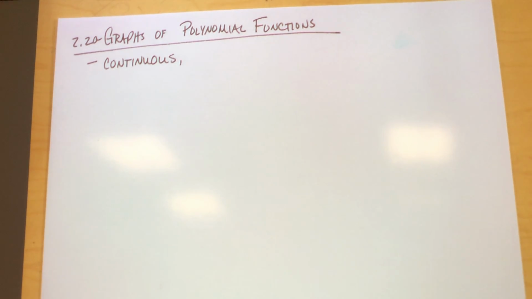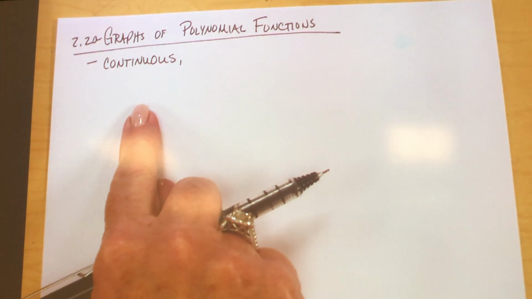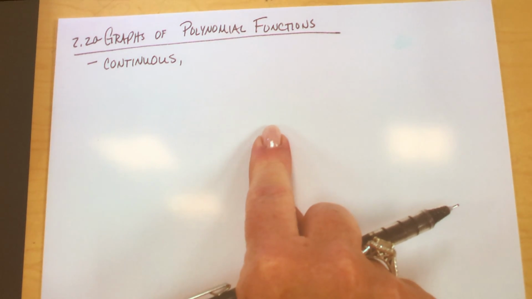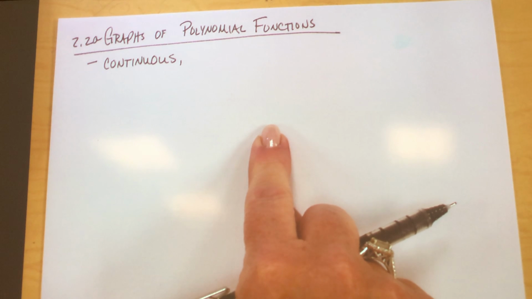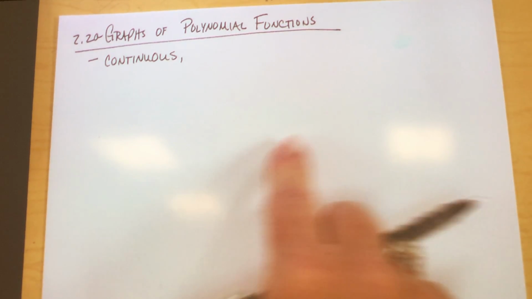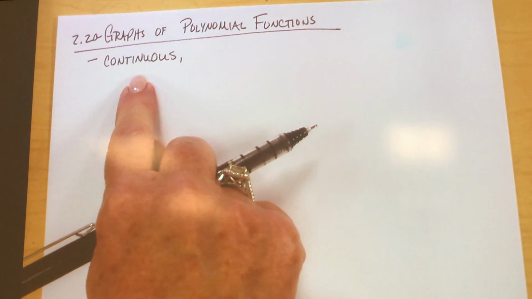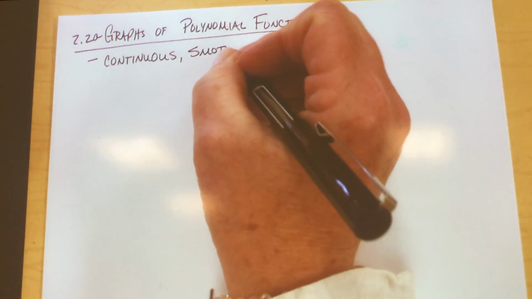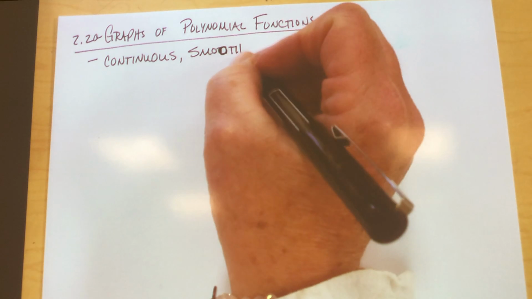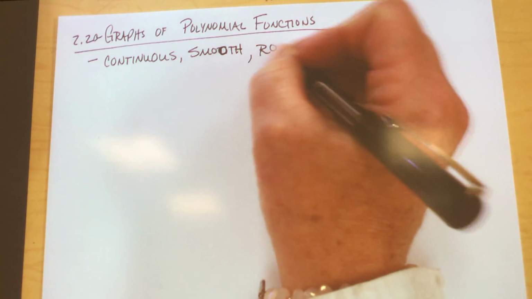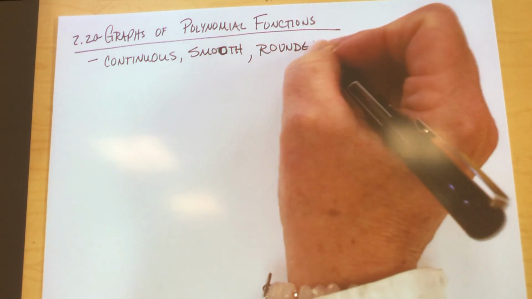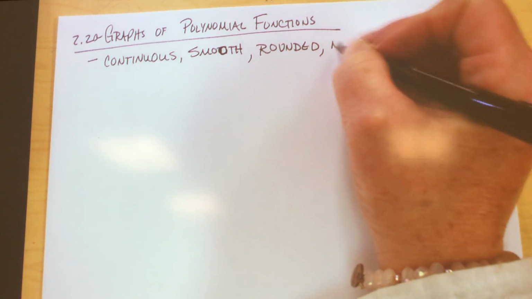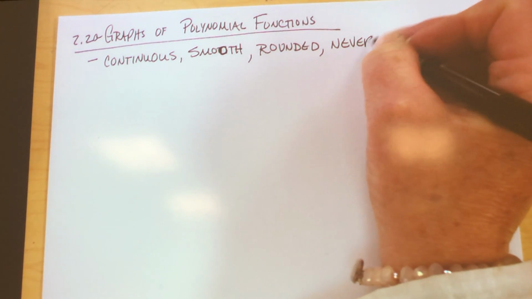Smart. All right. So this is a continuous function. A discrete function is something like a step function. Okay? Your greatest integer function is discrete. It's broken. You have to pick your pencil up to write it. So this is continuous, smooth, rounded, never sharp and pointy.